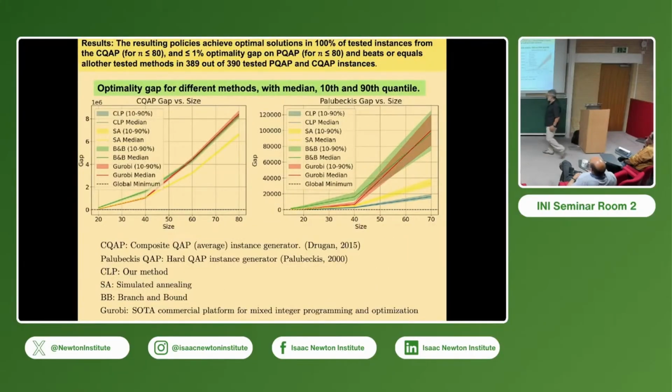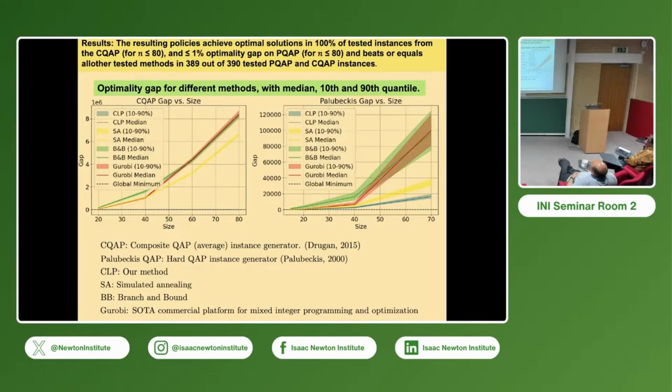So how well does it work? To describe this, we apply the approach to two instance generators. One is known as the composite QAP, which is an average hardness instance generator. Another one is known as the Palubeckis QAP, which is a hard QAP instance generator. And we're going to compare the proposed framework, which we call CLP, with simulated annealing, branch and bound, and Gurobi. Gurobi is the state-of-the-art commercial platform for mixed integer programming and optimization.